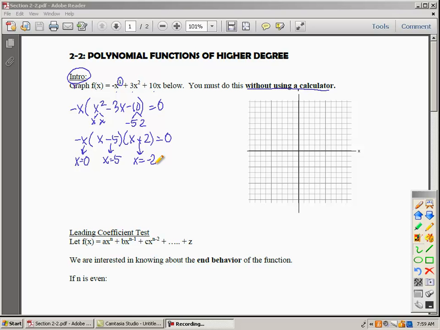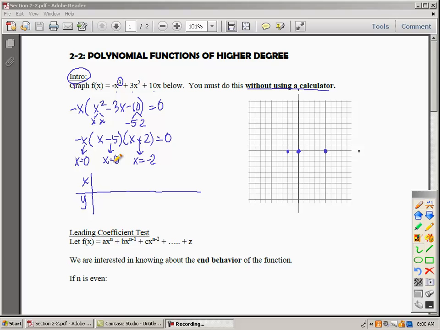And so what we're going to do is plot these zeros onto our graph. So at 0, at negative 2, and at positive 5. And what I'm going to do, without my calculator, in order to be able to graph the general shape of this function here, is actually make a table. And what I'm going to do is pick values on either side of these 3 points.